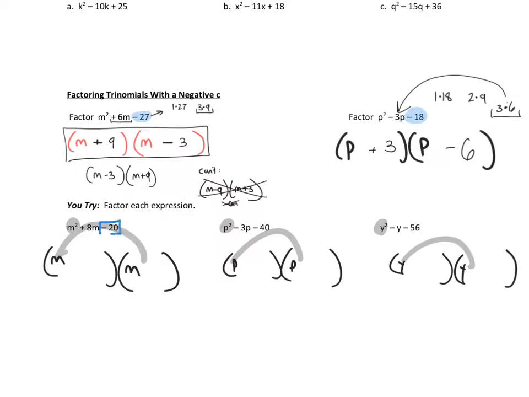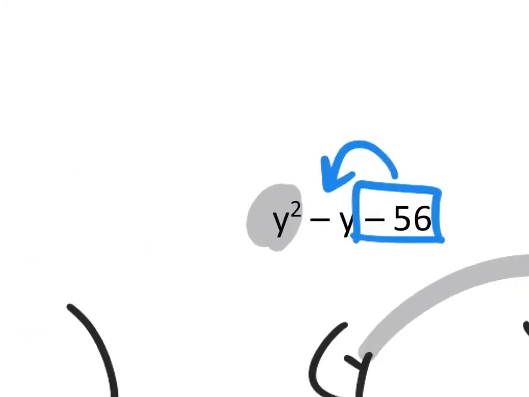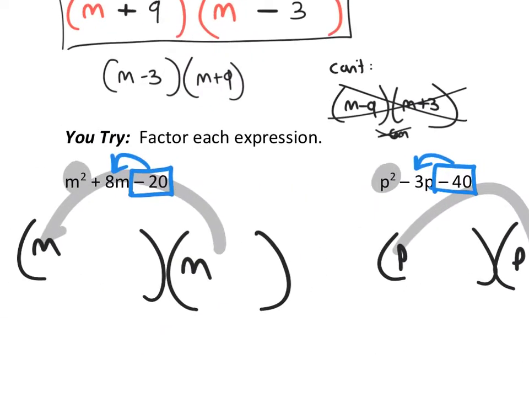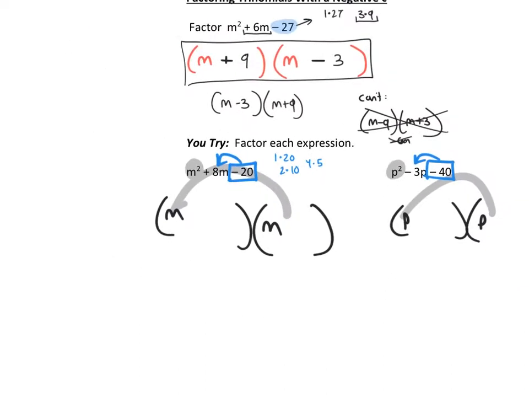Numbers that multiply together to give me negative 20 that add to 8. Multiply to negative 40, add to negative 3. Multiply to negative 56, add to negative 1. This is a 1 right there. And to do it, you look for factors of the number on the end. And then that's your list of possibilities.